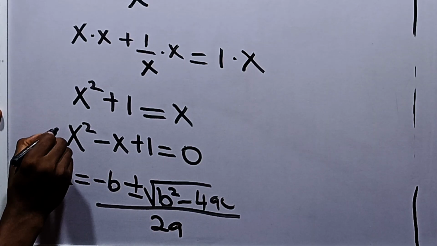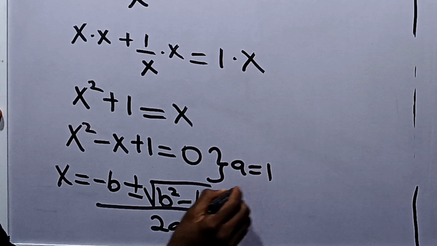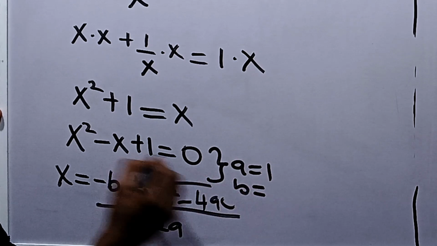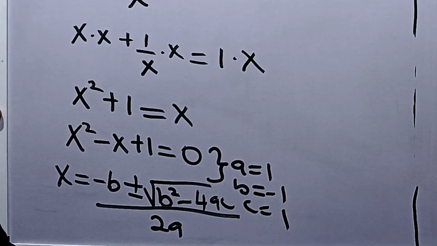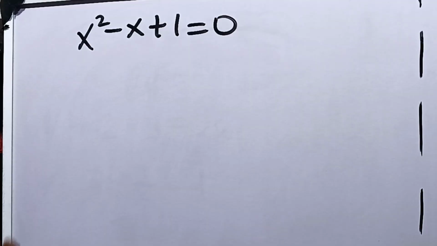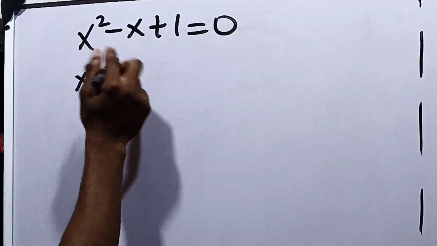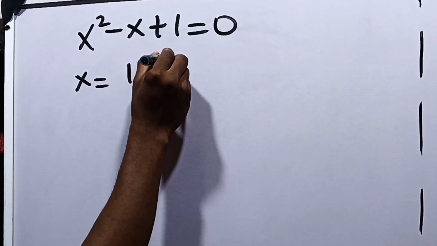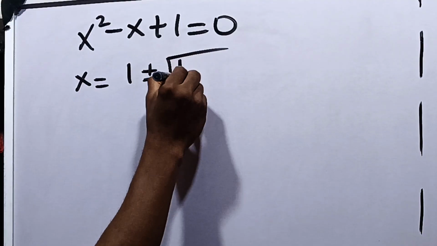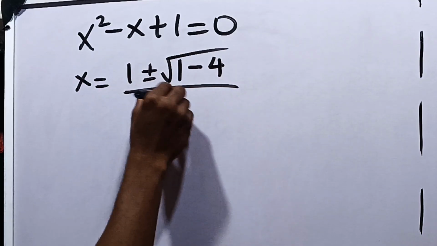Where a here is the coefficient of x squared, which is 1. So a is 1. b is the coefficient of x, which is negative 1, and c is the constant term, which is 1. Moving on from here, x is equal to minus b, which is minus negative 1, which is 1, plus or minus square root of 1 squared is 1, minus 4 times 1 is 4, all over 2 times 1 is 2.